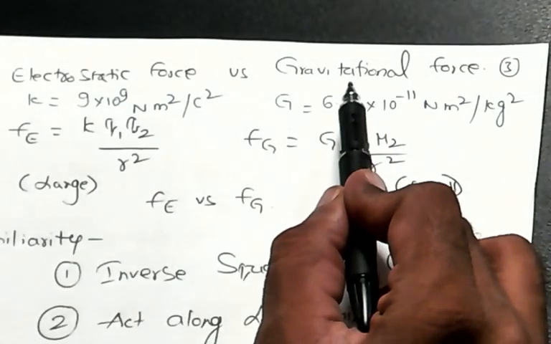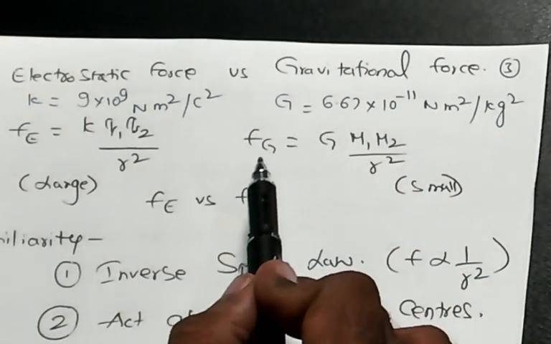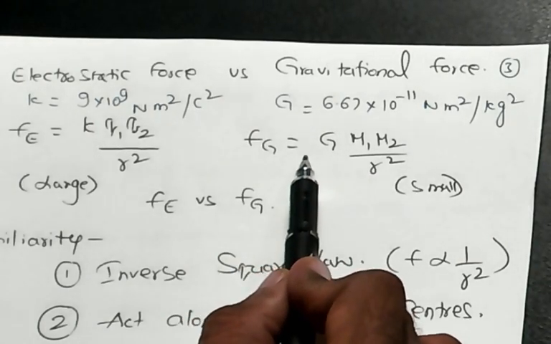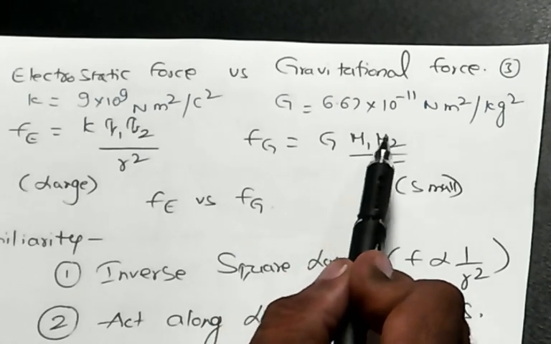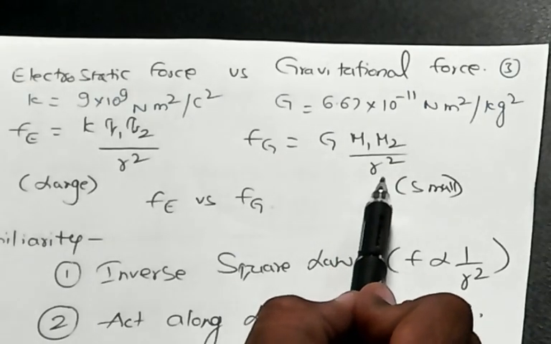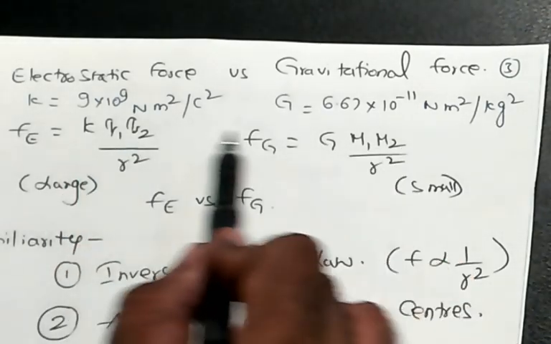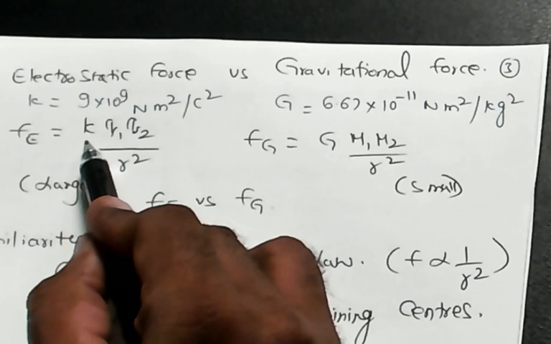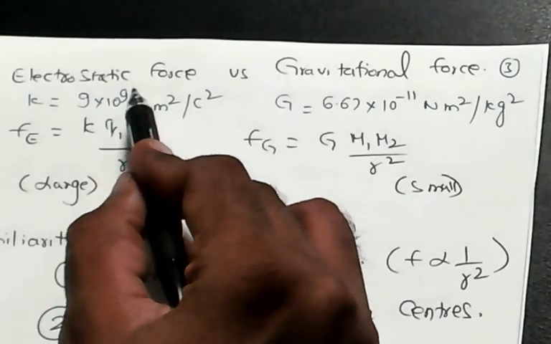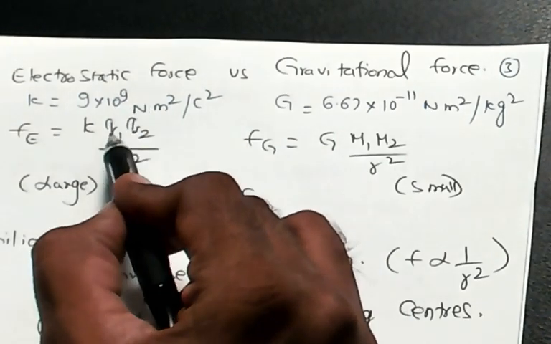Now, how do you get a representation of gravitational force? In the first year we have studied, right? The force of gravity, FG, is equal to the gravitational constant G into the mass of object 1 into mass of object 2 divided by R square, the distance separating them. Are these two equations looking similar? Very similar. The only difference is K, this electrostatic constant, the force constant, it is 9 into 10 to the power of 9 Newton meter square by Coulomb square. 10 to the power of 9, very big magnitude.